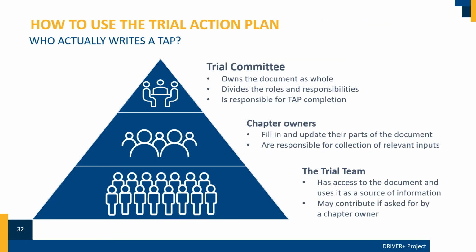Who then contributes to this TAP document? The trial committee, consisting of the trial owner and the 3 coordinators, leads the TAP completion. Chapter owners are responsible for their parts within the document. In a large trial, there can be more chapter owners than just the 4 trial committee members. The TAP is used and developed by all trial stakeholders.